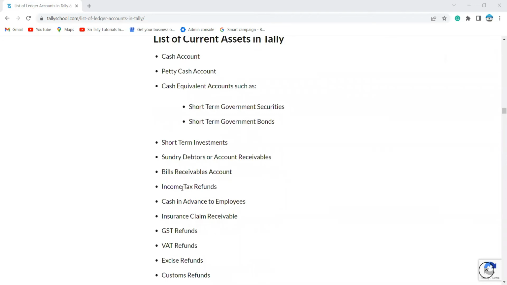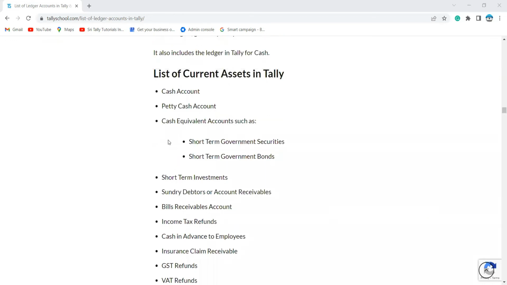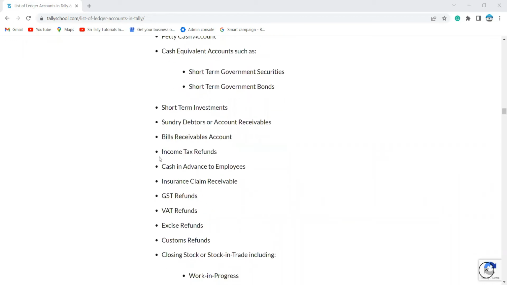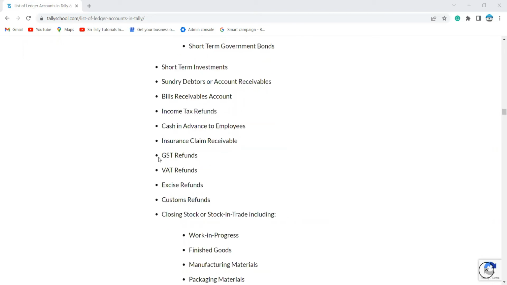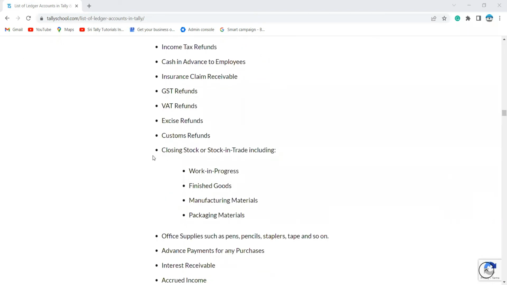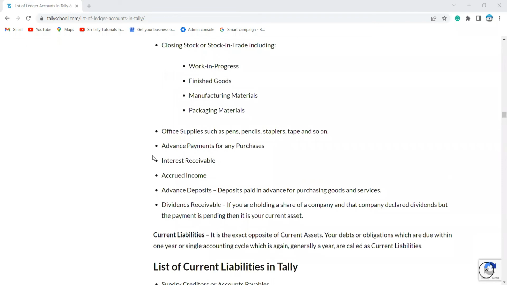Generally we are using sundry debtors, bills receivable and payables. This all comes under current assets. Cash in hand, cash at bank, this also comes under current assets. So next, we will see.